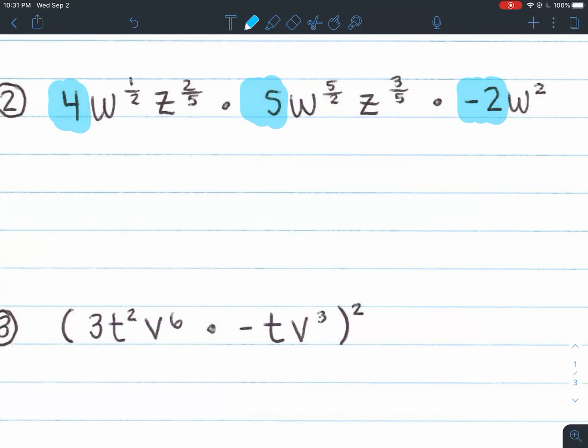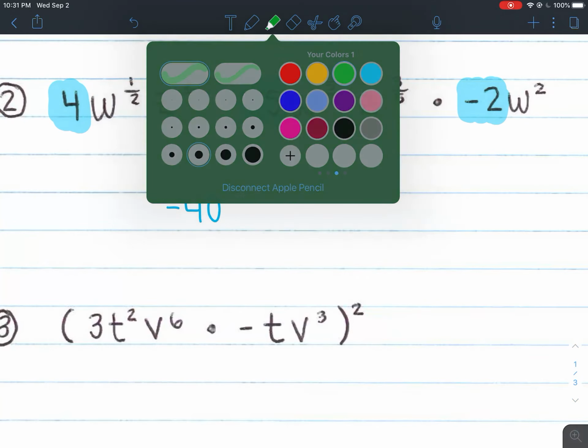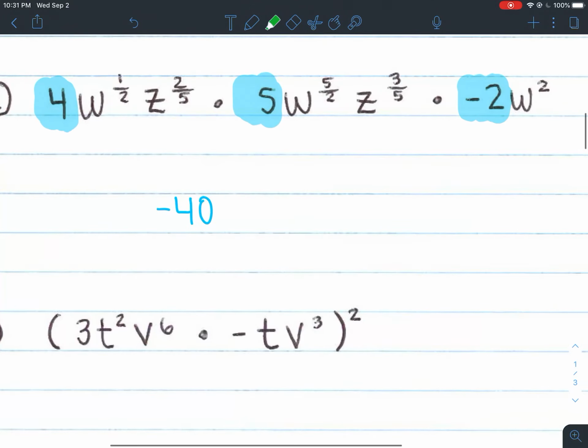So I would multiply these. Now remember, you're multiplying. Those little dots mean you're multiplying them. 4 times 5 times -2. 4 times 5 is 20. 20 times -2 is -40. Okay? 4 times 5 is 20. 20 times -2 is -40. So I've combined all of those. So then I move on to the next base that is the same. So the next thing I see is a w. So I'm going to go ahead and combine all my w's together.